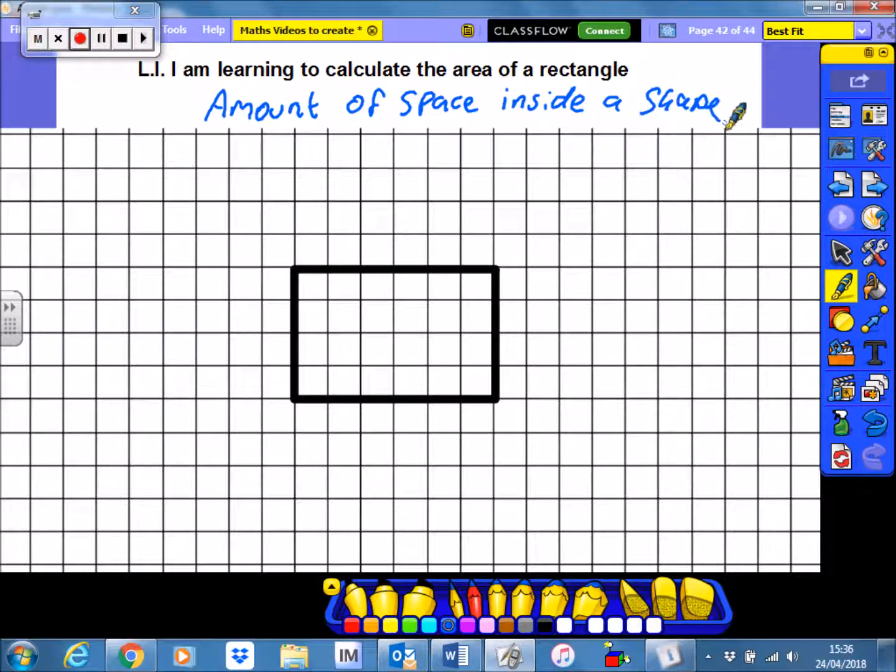So we have a rectangle here. The area is the amount of space inside that shape. Basically this blue section here.